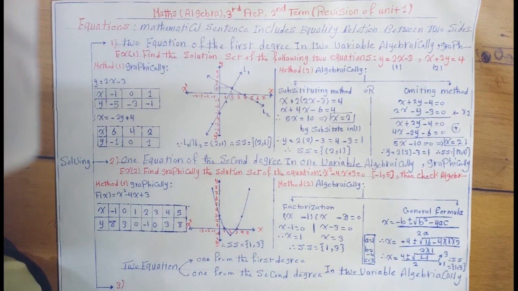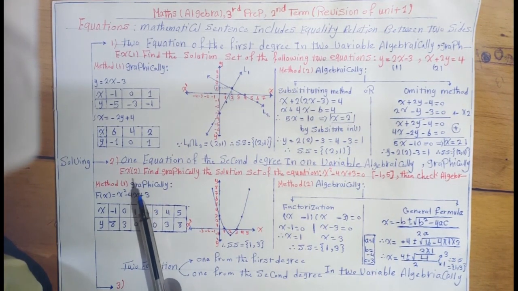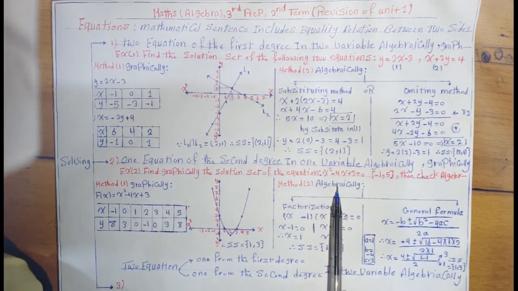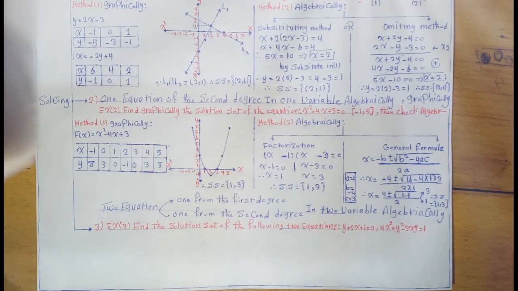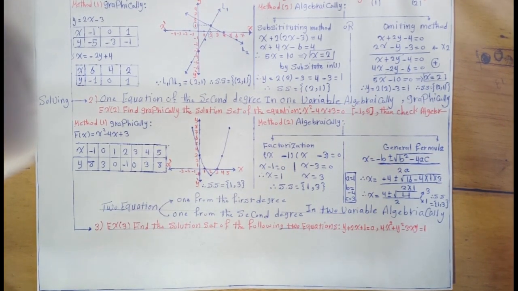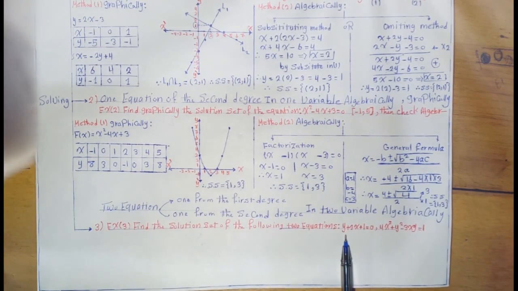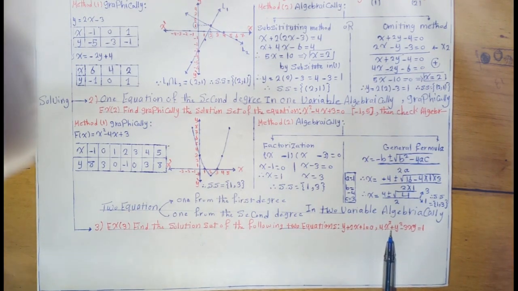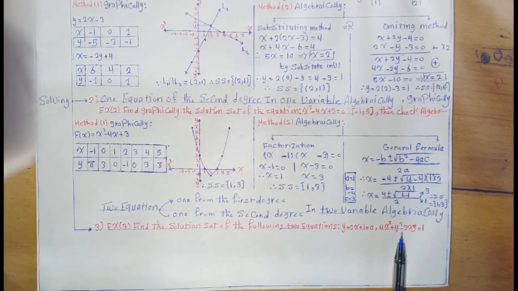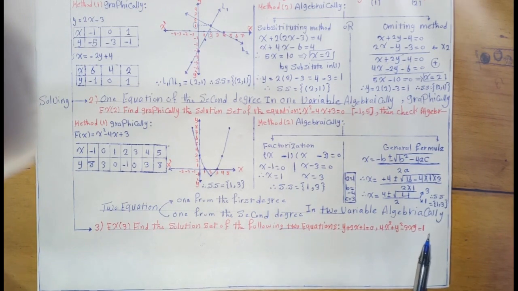We notice that by using the two methods, graphically and algebraically, we have the same result. Okay, now let's solve example number 3 in lesson number 3. Find the solution set of the following equations: y plus 2x plus 1 equals 0, and 4x squared plus y squared negative 3xy equals 1.